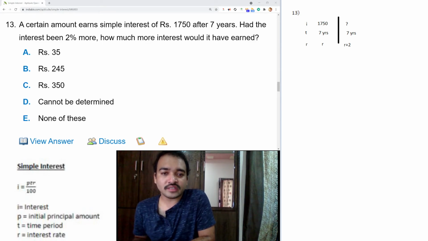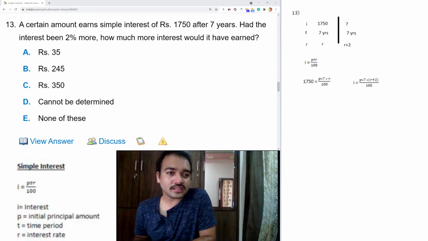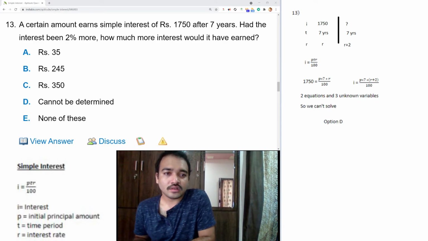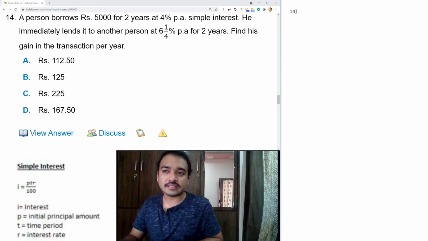Substitute the values in the formula. I is equal to PTR by 100. First case: 1750 equals P into 7, T is 7, R by 100. In the second case, I we don't know, P we don't know, T is 7, rate of interest is R plus 2 by 100. Here we have two equations and 3 unknown variables, which are P, R and I. So we can't solve. Option D. Option D is correct.